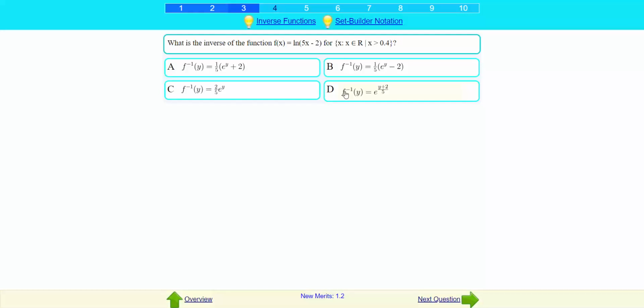So y equals ln of 5x minus 2. If we try to solve for the ones on the inside, it's y plus 2 out of 5.